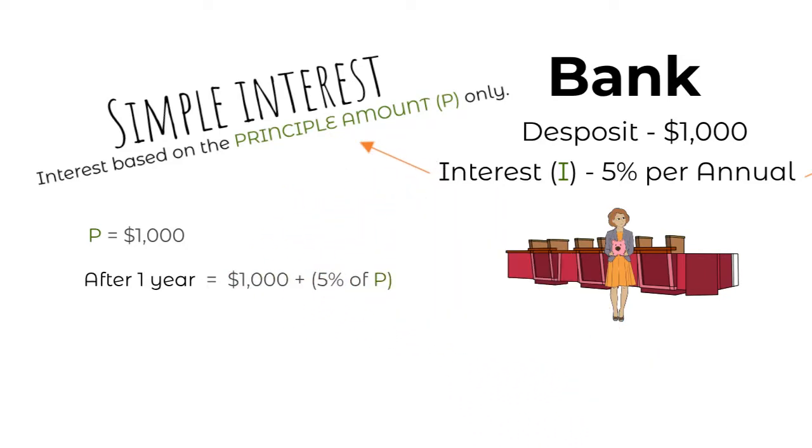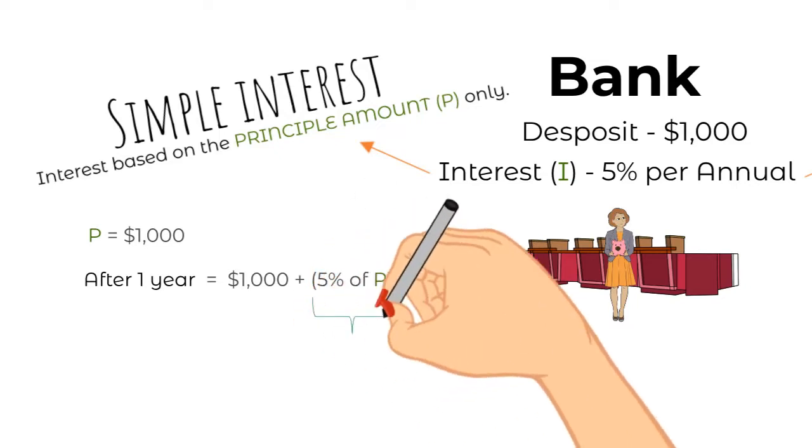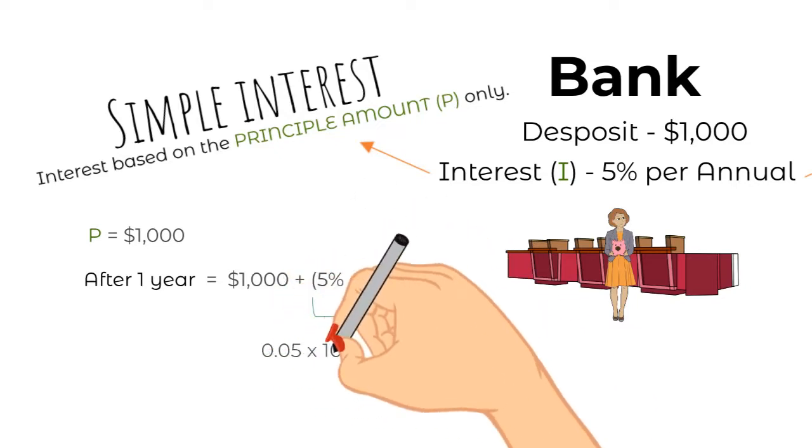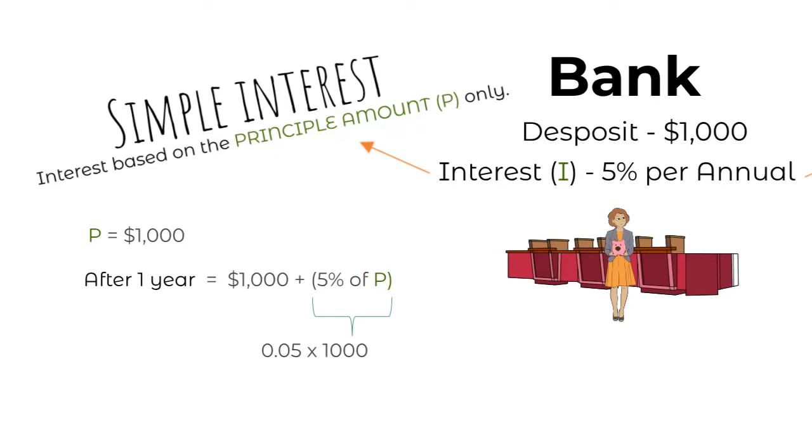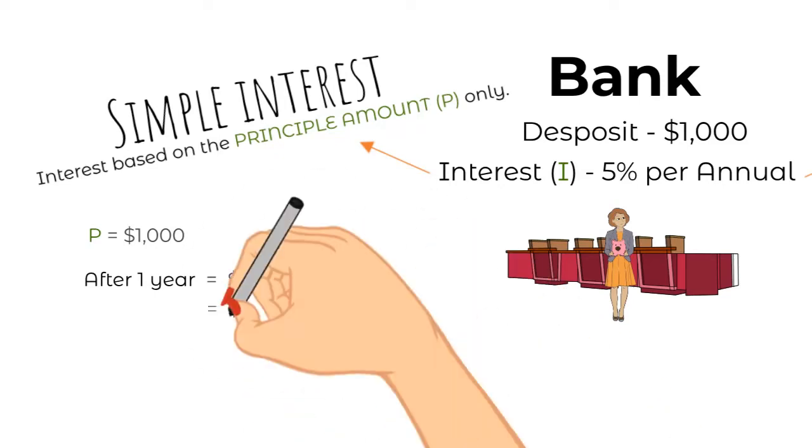If you're not sure how to find 5% of my principal amount, then I don't think you took my advice and watched my previous video. Here's a little reminder. To find a percentage of something, we just divide the percentage by 100 and times it by the amount. In this case, 5 divided by 100 gives 0.05, times that by 1,000 and I get $50. So after 1 year, I have $1,050.